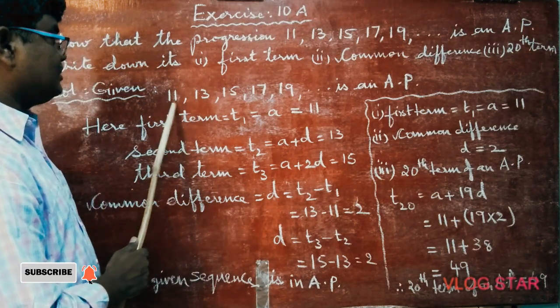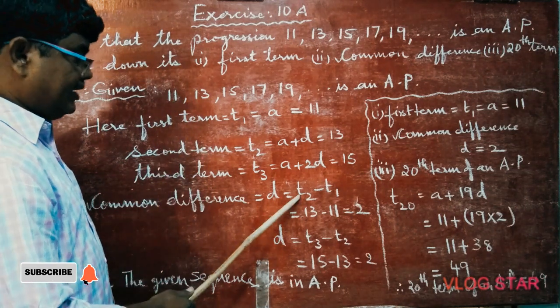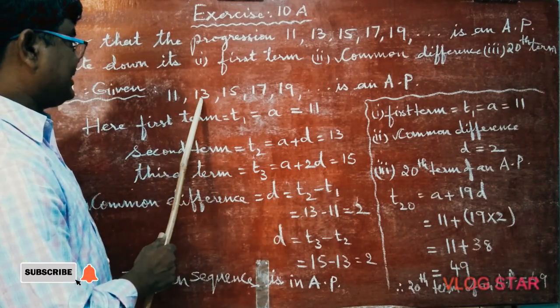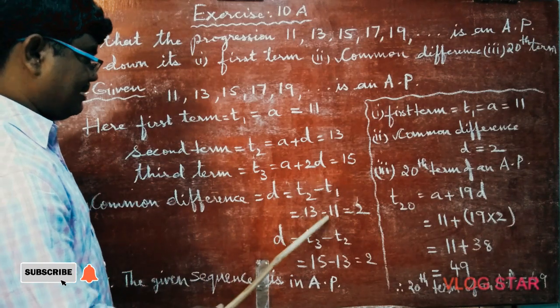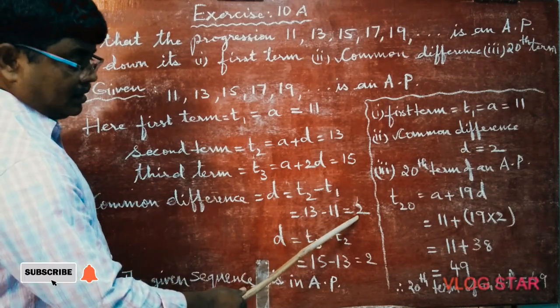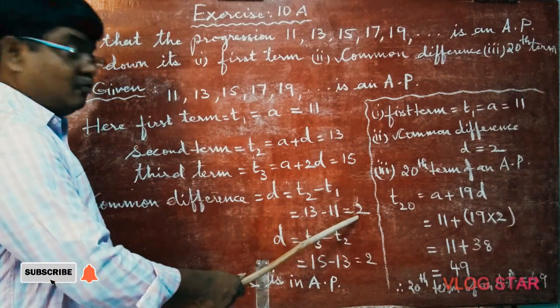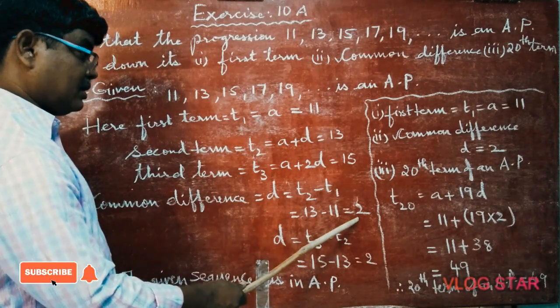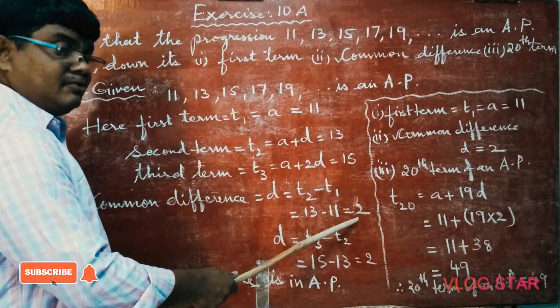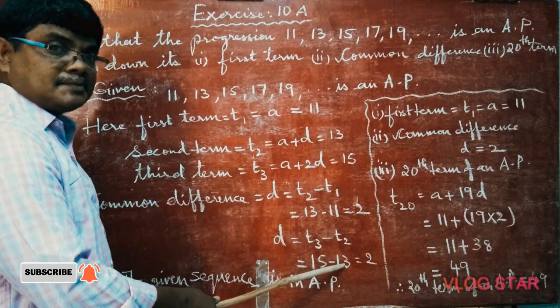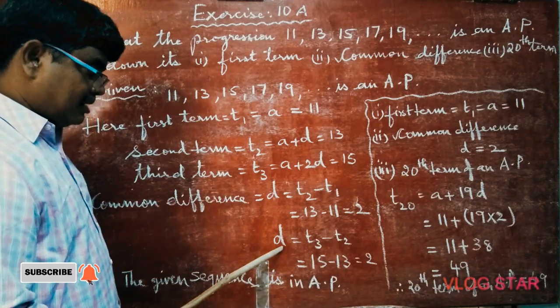From the previous, preceding term: T2 minus T1, 13 minus 11. 13 minus 11 is 2. With just one difference we can't confirm whether it is an AP or not. We have to go for the second option also. What is the second common difference?